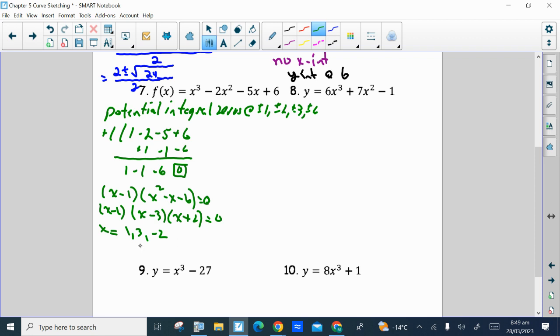And notice these last two numbers, those last two x-intercepts, also come from that list of potential integral zeros at the top. Our y-intercept, again, is the constant term. Positive 6 in this case.